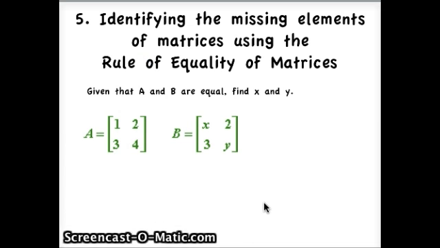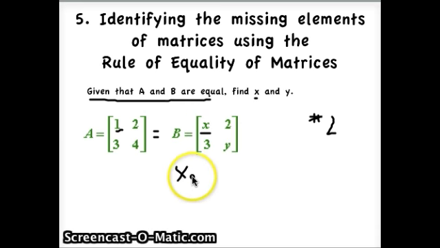Okay, number 5, identify the missing elements of matrices using the rule of equality of matrices. So we're going to use the knowledge that we just gained on the equality of matrices in order to apply it. In these types of problems, you are going to be given that A and B are equal. So we are going to assume A equals B. We are going to find X and Y. If A equals B, we know they have the same dimensions. We're going to work on condition number 2, which says that corresponding elements have to be equal. So we know that A11 has to equal A11 on this side. Therefore, X equals 1.